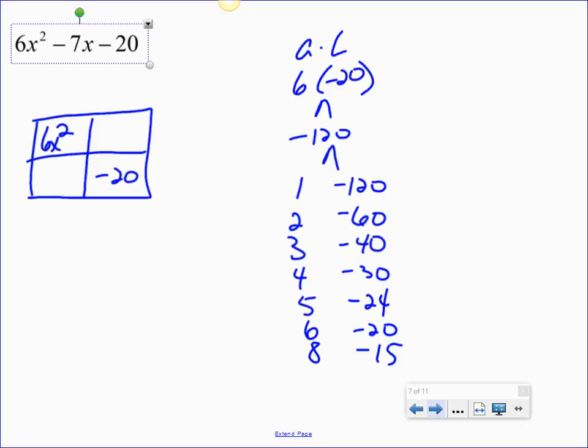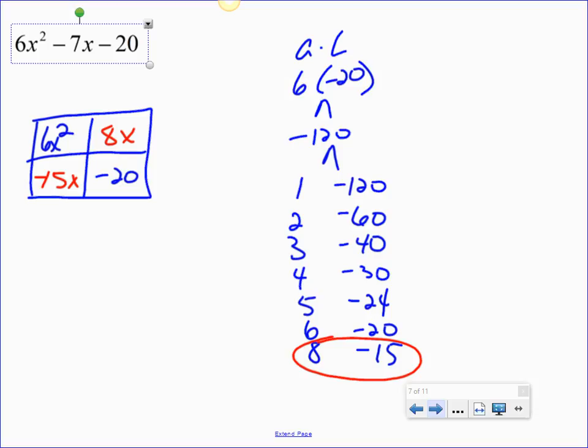And if you remember, we're trying to get to a -7. So if I look right here, I actually have a pair that add up to a -7 there. So I'll just stop. Okay. And I would know then that this is going to be an 8x. This is going to be a -15x. And then I go about my process looking around columns and rows.